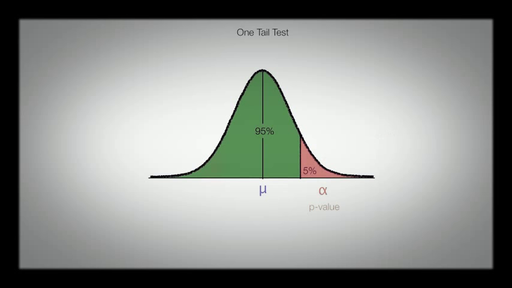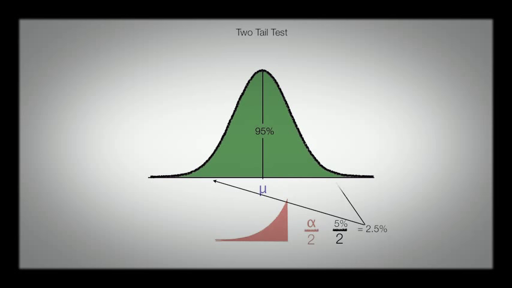Now, when I create a two-tail test at a 95% level of confidence, I will take that red area and put half of it to the right and half of it to the left. In other words, I take alpha divided by 2. So I take the 5% divided by 2, and I put 2.5% on the left side and 2.5% on the right side.